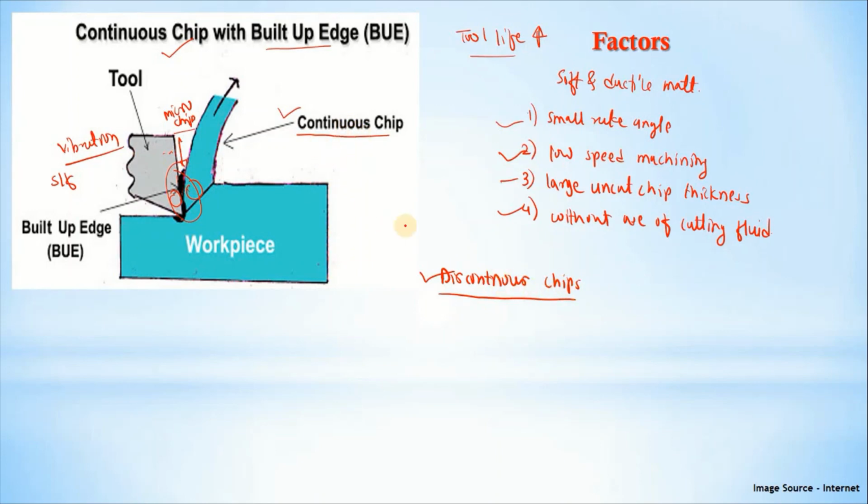If we are getting continuous chip, then we can convert it into discontinuous chip by using a chip breaker. What is happening at this chip breaker? If you provide a chip breaker here, whenever the chips are formed, they will collide with this chip breaker. So 180-degree compression will take place, so that continuous chips can be converted into discontinuous chips, and we can easily dispose of that discontinuous chip.